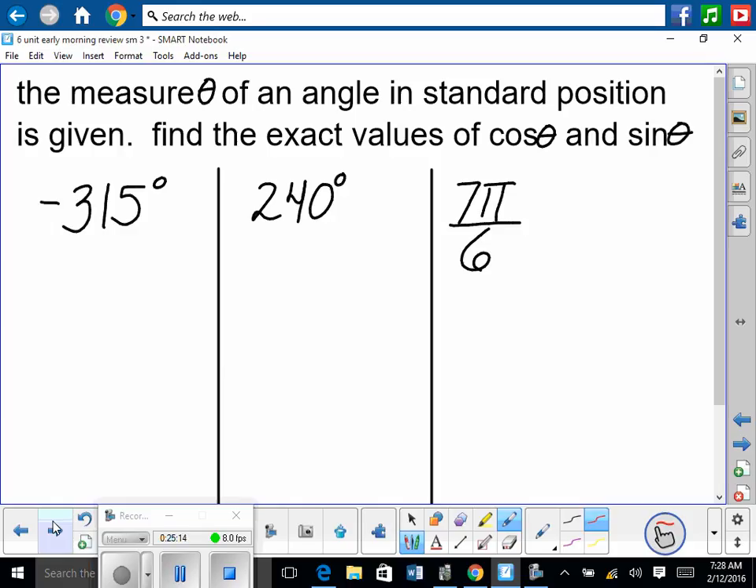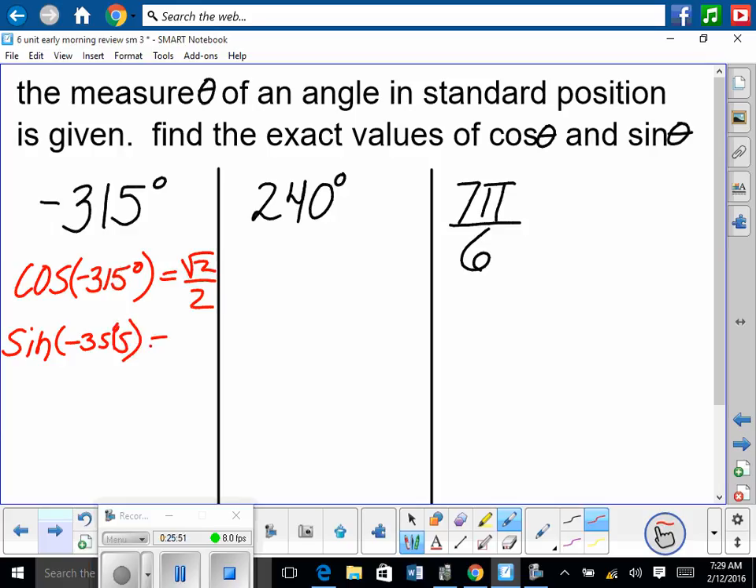Positive 315 is right here, clear around here on your unit circle. So negative 315 would be 45 degrees. Coterminal means the same thing, right? Does everybody see how to do that? Yes. Okay. So cosine, you'd write it like this: cosine of negative 315 degrees is equal to, cosine is x, the square root of 2 over 2. And we're done. Sine of negative 315 degrees is y, so that's the square root of 2 over 2.